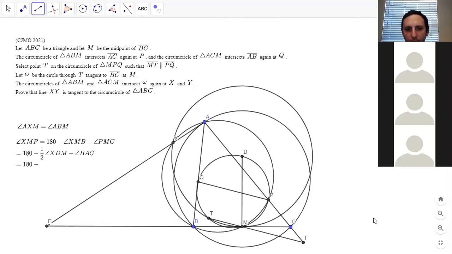QDP is twice BAC. I think that could be true. I'm not 100% sure though. I think so though, yeah. Because QDP is 180 minus QMP. And then I think an angle chase could get you to that. Yeah, we can prove that, yes.